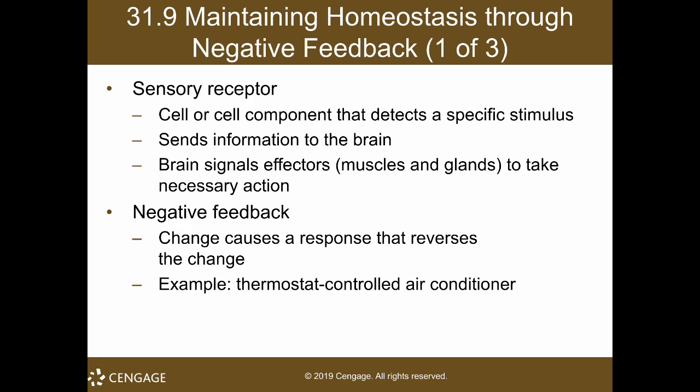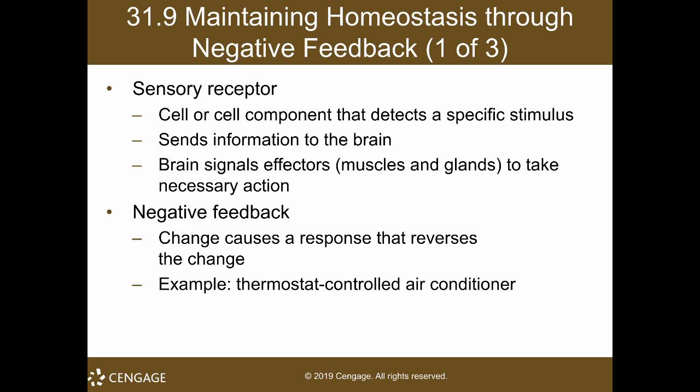So for example, if it's cold or hot, your sensory receptors in the skin will immediately tell your brain that it's cold or hot. So the brain will signal effectors, which are the muscles or glands, to take the necessary action. When the effect of that action returns your body back to normal, you will have a negative feedback inhibition. Negative means it reverses the previous action. So negative feedback is a change that causes a response to reverse the change.